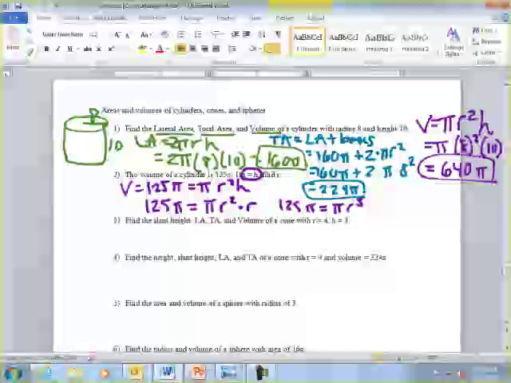And how do I solve for r? Divide by pi. 125 equals r cubed means what number times itself 3 times will make 125? And that's 5. And if we don't know that, we just grab a calculator and guess and check, and see, what do I multiply by itself 3 times to get 125? And that would be 5.